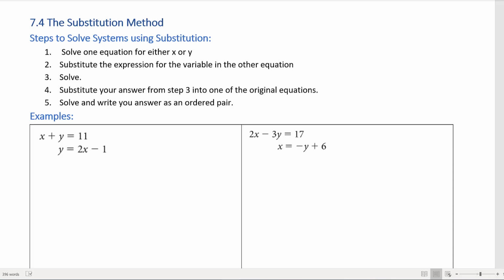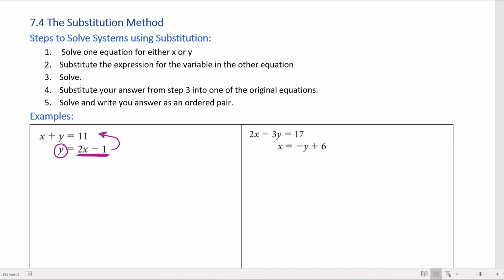So step 1. Solve one equation for either x or y. Now this actually already happens to have a y equals on my equation, so step 1 is basically already done. Check. Step 2, substitute that expression. So I'm taking this expression 2x minus 1 and substituting it into the variable in the other equation. So it's going into the other equation.